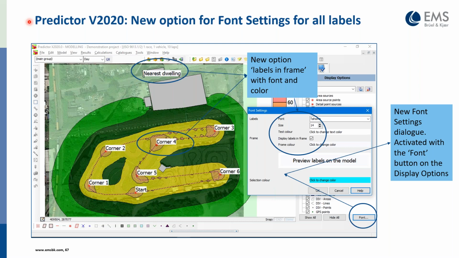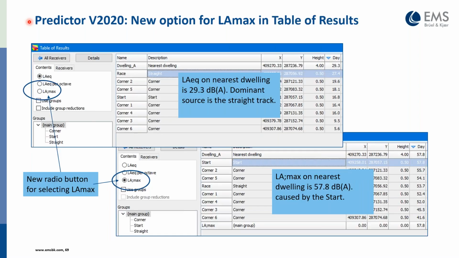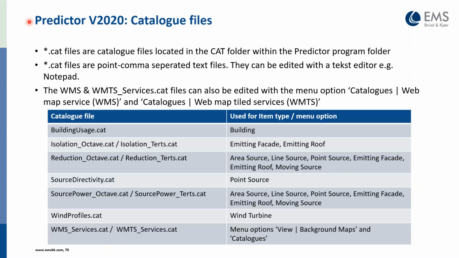Next one, please. Then I've shown you the new option for LA Max, and you're seeing that the start is dominant on the maximum noise level. And so you can easily now switch between the calculated LEQ level and the calculated LA Max level in the table of results.